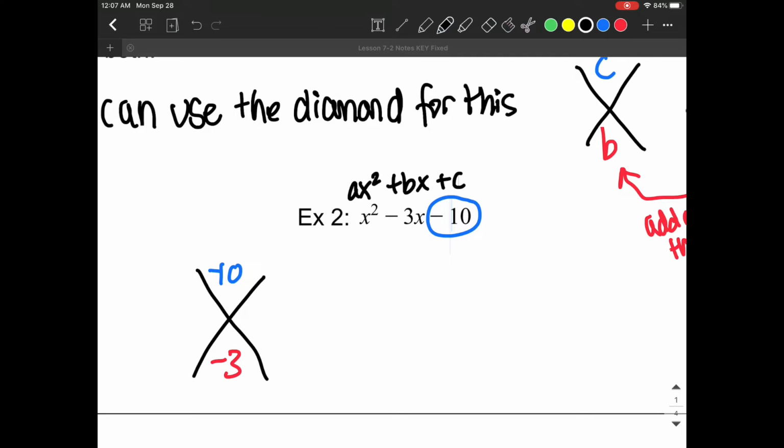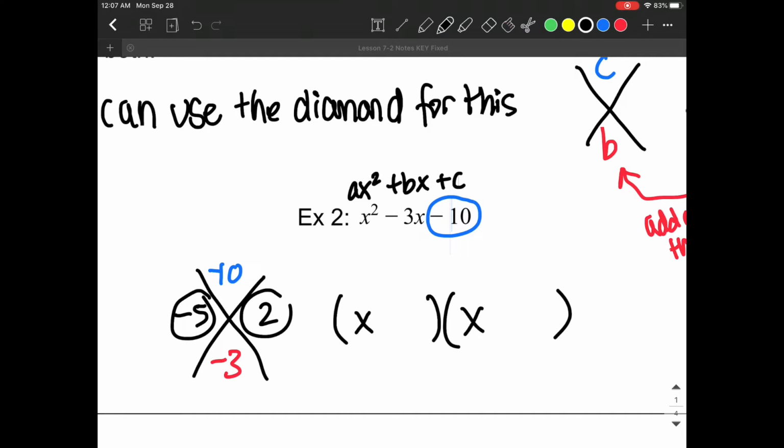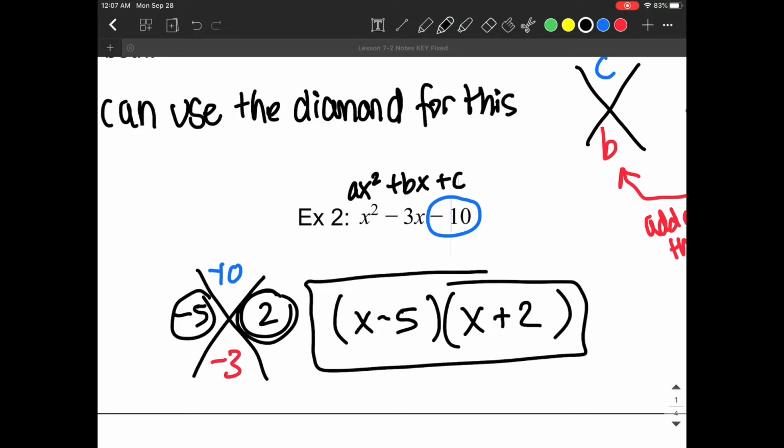All right, I'm looking for two numbers. The two numbers are negative 5 and positive 2. They add up to negative 3 and multiply to negative 10. That tells me these are the numbers in my factored form. The first term inside the parentheses is x. In one, I'm going to have minus 5, and in the other, I'm going to have plus 2. And this is my factored form.